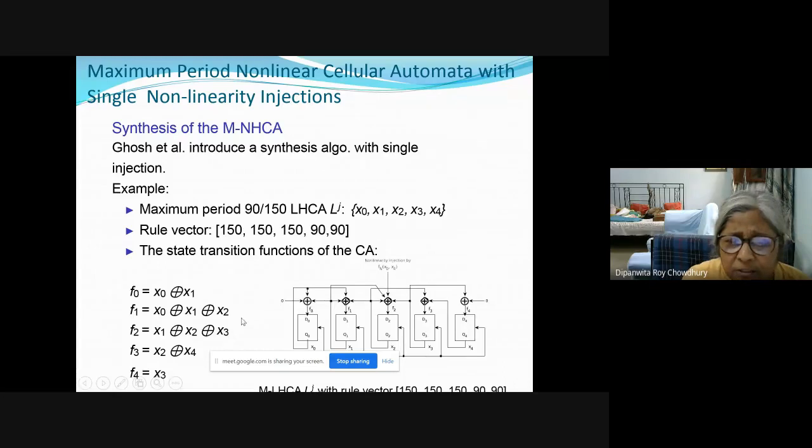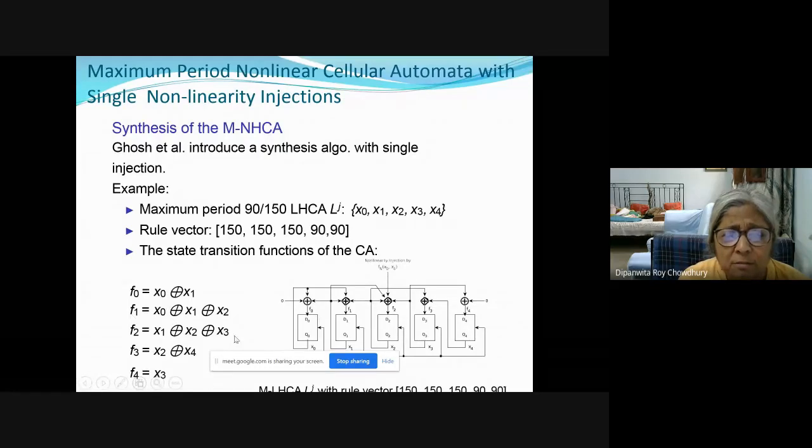Now we inject non-linearity. This is our linear CA function, with rules 150, 150, 150, 90, 90.